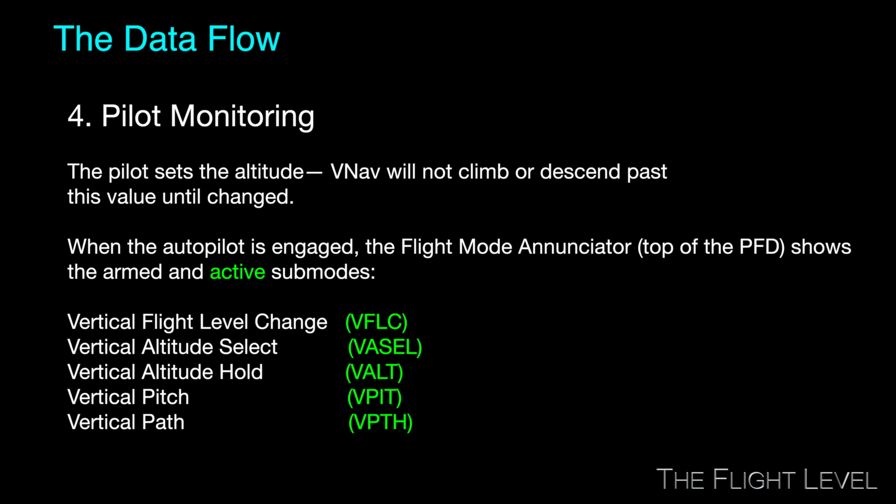The data flow. Number 4, pilot monitoring. The pilot monitors all phases of the flight. The pilot sets the altitude, 29,000 feet for our flight. VNav will not climb or descend past this value until changed. When the autopilot is engaged, the flight mode annunciator will show the armed in white and active in green submodes. The different VNav submodes are flight level change, altitude select, altitude hold, vertical pitch, and vertical path.